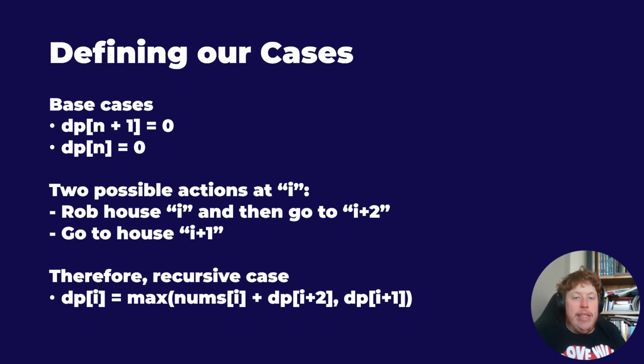Let's define our cases. Our base cases are that dp[n+1] is 0 and dp[n] is also 0. At any house i, there are two possible actions. We can either rob house i and then go to i+2, or go to house i+1. Since we want to pick the action that maximizes the amount we steal, we'll define the recursive case as dp[i] equals the maximum of two numbers: nums[i] plus dp[i+2], and dp[i+1].